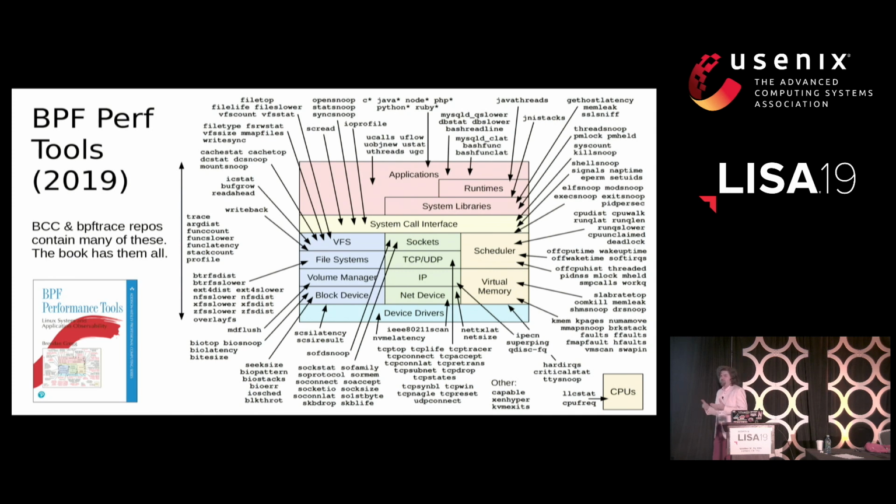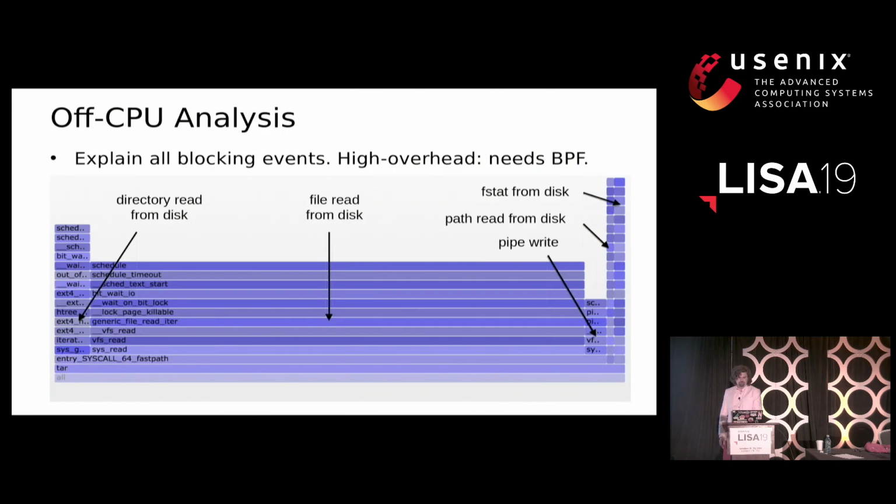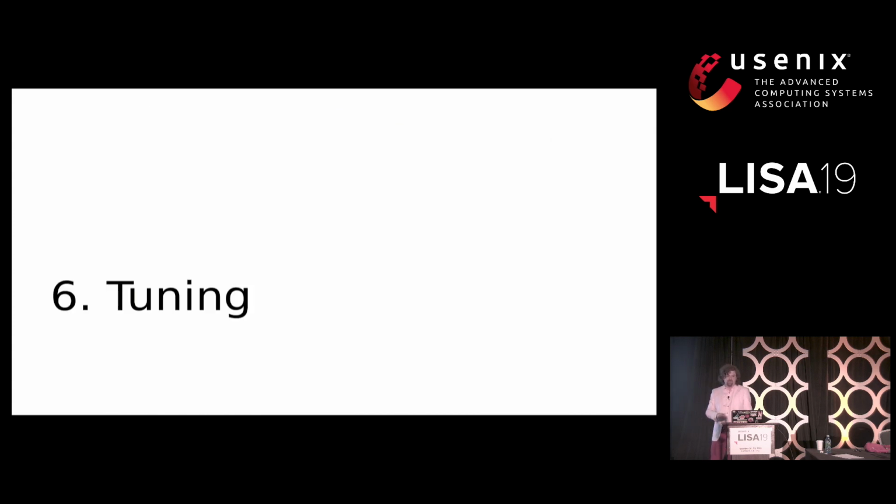I've written a lot of BPF Trace tools in my upcoming book, and there's a diagram of all the tools you have access to now. So again, this is all online, so you can check it out, and it's all open source, so you can get them installed on your systems. Off-CPU analysis is something I just wanted to mention because it's something BPF is making possible because it's efficient. So instead of looking at CPU time, I can look at blocked time as a flame graph.